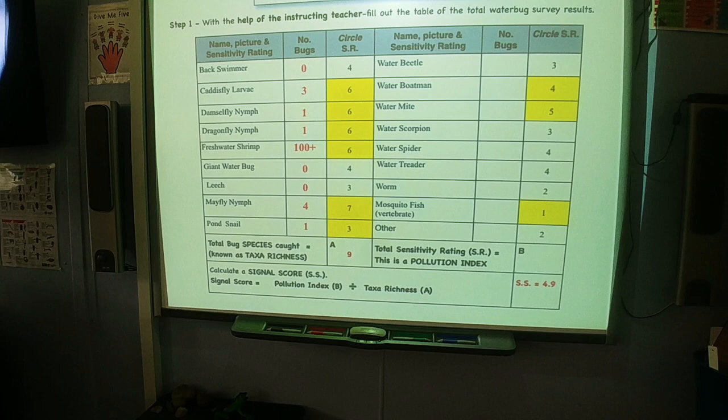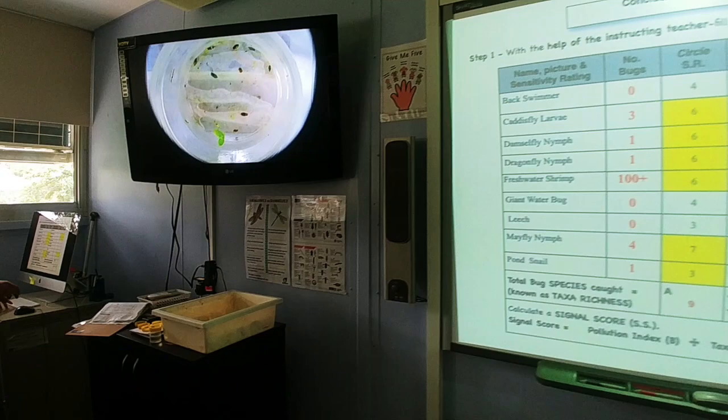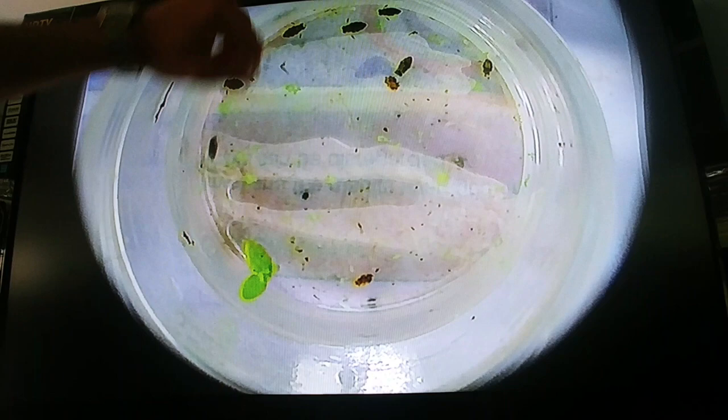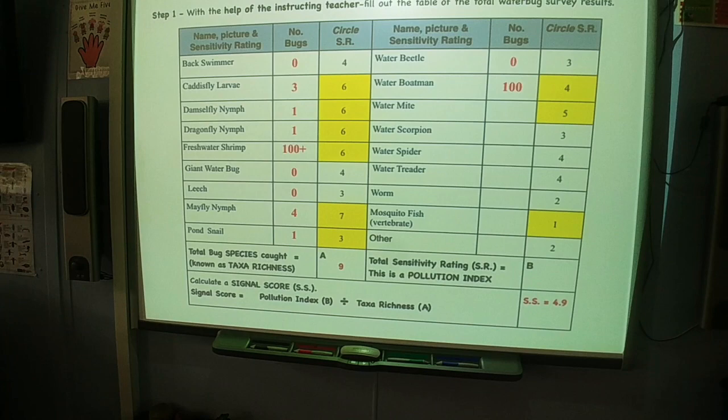is these guys. Some people say they look like nits, but they're not nits. They are boatmen. If you look closely, they've got little oars to the side, and there were hundreds of them there as well. Basically, water boatmen. So beetle zero, water boatmen, we're going to say 100 plus. If you can put 100 plus, I don't have a plus there.